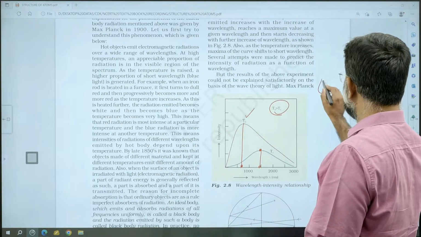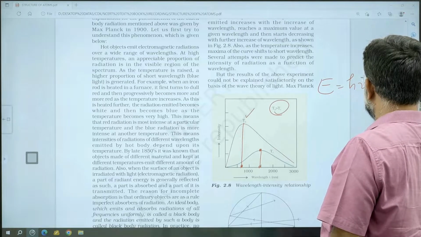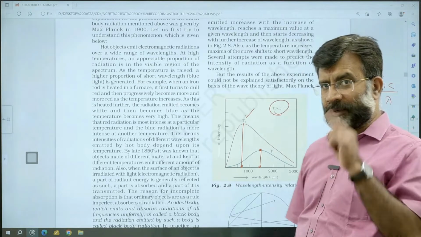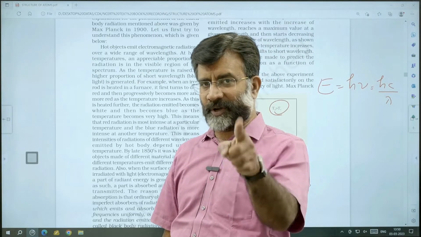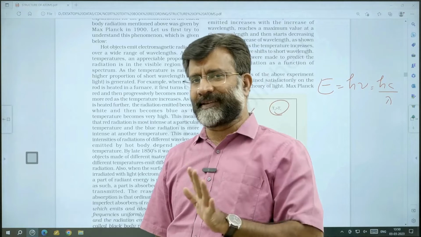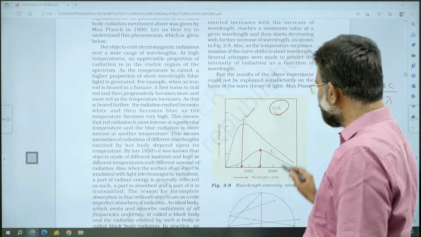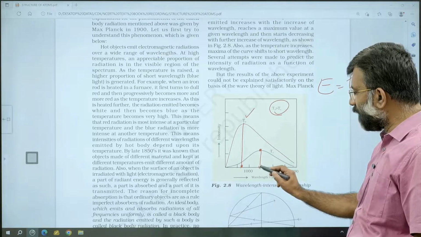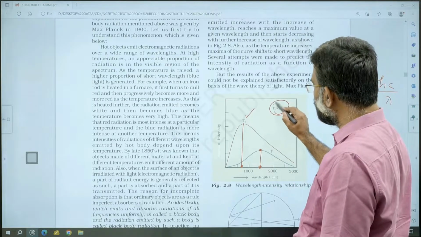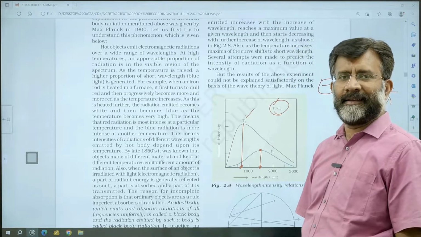Frequency increases means energy increases. You know, E is equal to h nu, that is equal to hc by lambda. As the temperature increases, it is a measure of energy. Energy increases, frequency increases, and when the frequency increases, lambda decreases. At a temperature T1, you have lambda 1. At a temperature T2 higher than T1, you have lambda 2. Lambda 2 is less than lambda 1.